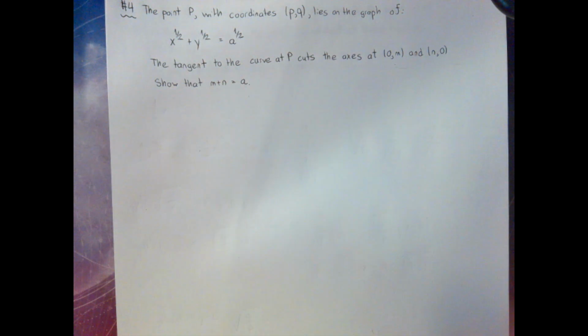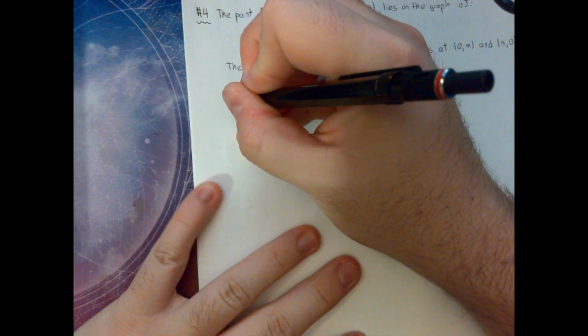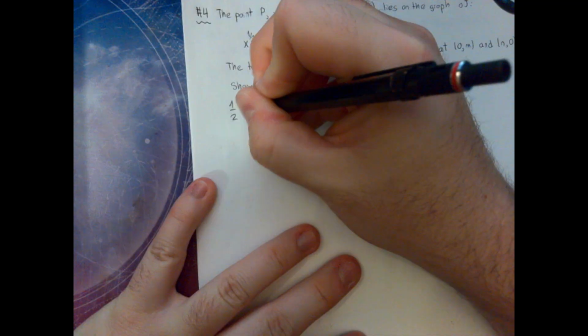It says, the point P with coordinates (p, q) lies on the graph of, and I've got my equation over there, x to the power of 1/2 plus y to the power of 1/2 is equal to a to the power of 1/2, and the tangent to the curve at P cuts the axes at my two intercepts, so my x and y intercept, and I need to show that m plus n is equal to a.